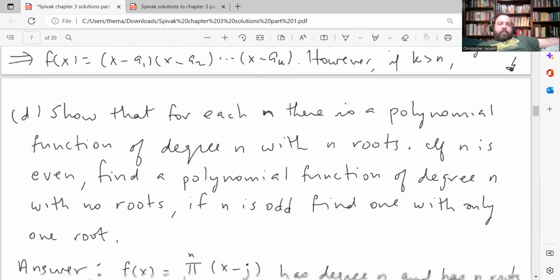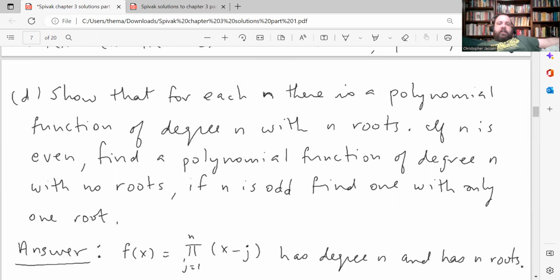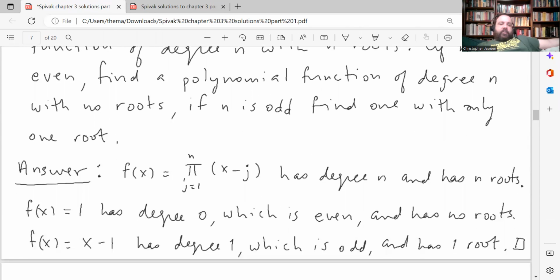Right. Part D: show for each n there's a polynomial function of degree n with n roots. If n is even, find a polynomial function of degree n with no roots. If n is odd, find one with only one root. So you just come up with some examples, which is what I did.